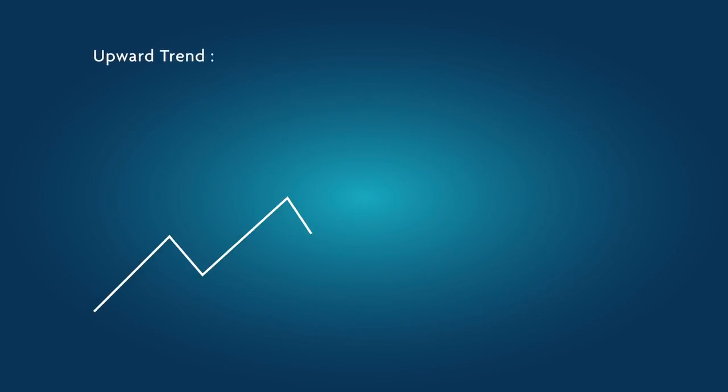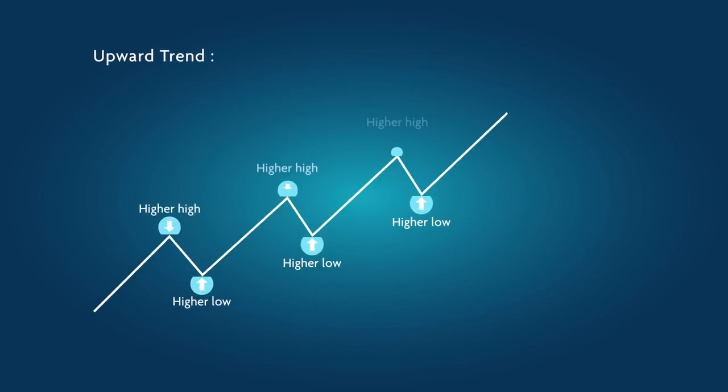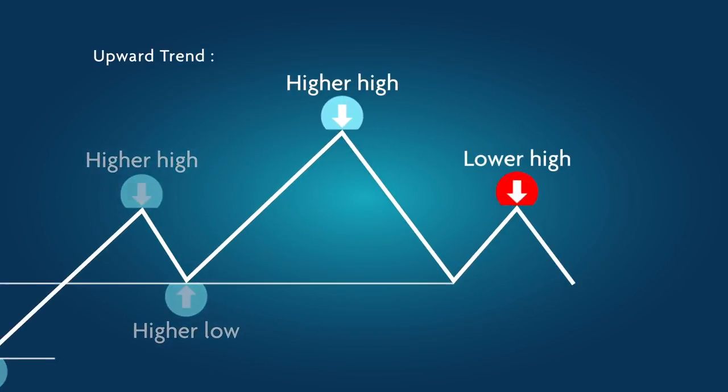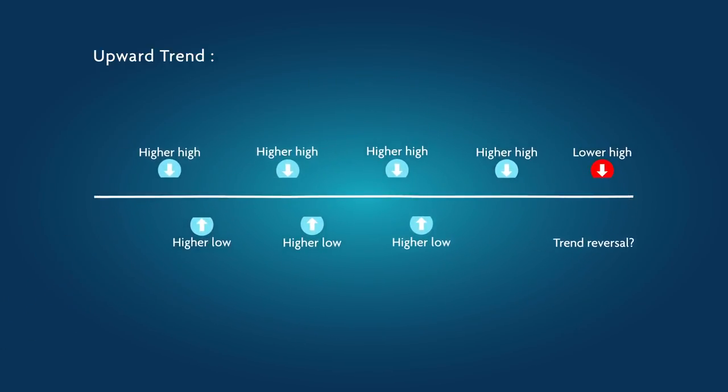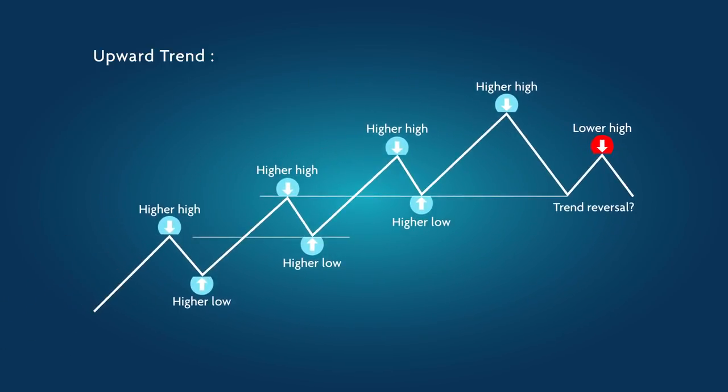For example, in this chart, we see three rising lows and four rising highs. This is a clear upward trend. Notice that the fifth high is lower than the fourth. Does this indicate that the uptrend has stopped? No, but it definitely gives cause to watch for changes.